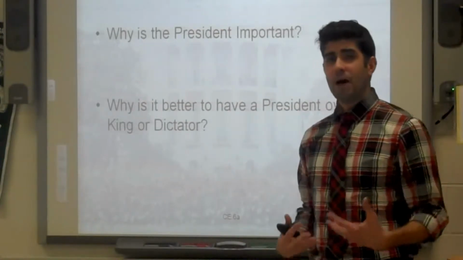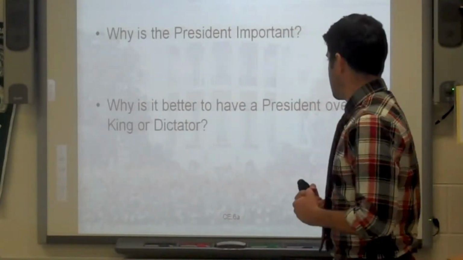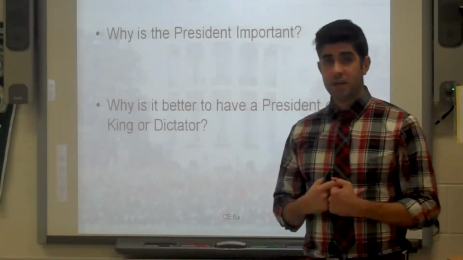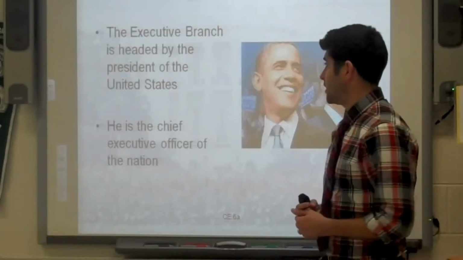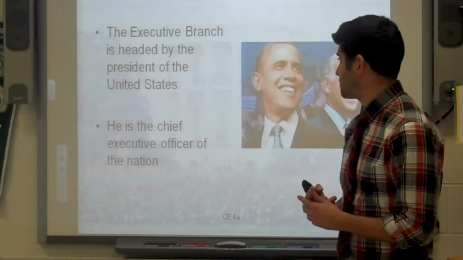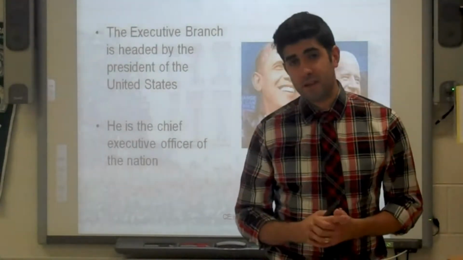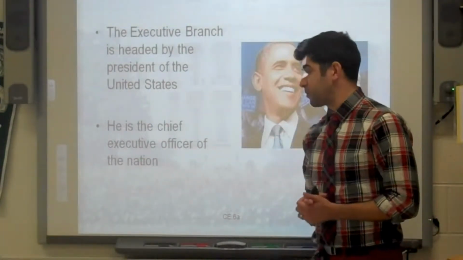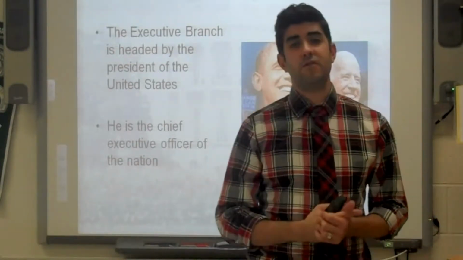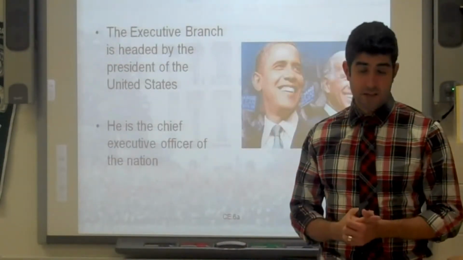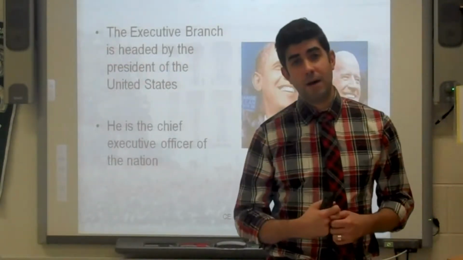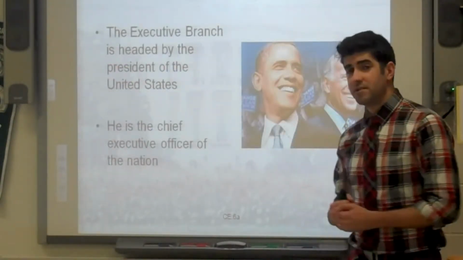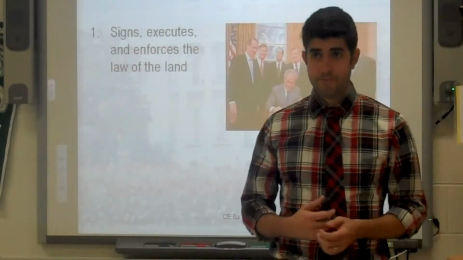So today, let's think about why the president is important, and why it is better to have a president over a king or a dictator. Some of them are self-explanatory, but let's get into that. The executive branch is headed by the president and the vice president of the United States. The president is considered the chief executive officer of the United States of America. Currently, the president is Barack Obama of Illinois and Vice President Joe Biden of Delaware.